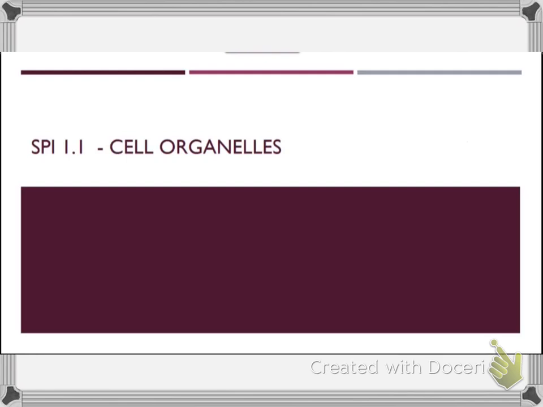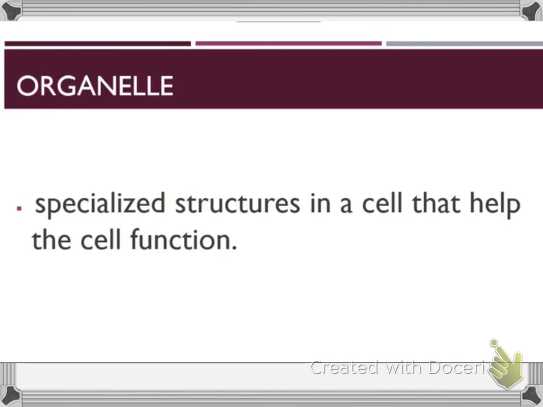It's SPI 1.1 Cell Organelles. Your first term is an organelle. The definition for this word is that organelles are specialized structures in a cell that help the cell function. Everything we're about to talk about is an example of an organelle.